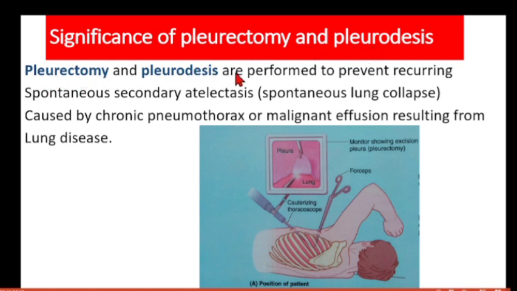Pleurectomy and pleurodesis are performed to prevent recurring spontaneous secondary atelectasis. Atelectasis, spontaneous lung collapse, caused by chronic pneumothorax or malignant effusion resulting from lung disease.